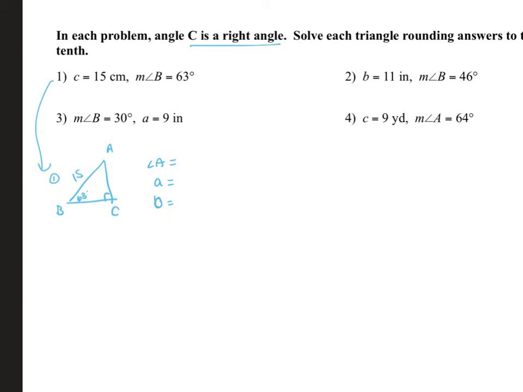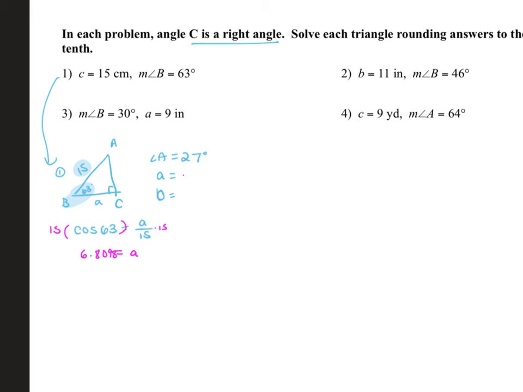Sorry, side B. I can find angle A by doing 90 minus 63, which is 27 degrees. And then I want to pair what I'm given with what I'm looking for. So if I'm looking for side A, let's say, angle B is adjacent to A and 15 is the hypotenuse. So adjacent and hypotenuse is cosine. Cosine of 63 would equal A over 15. And then I'd multiply by 15 on both sides. 15 cosine 63 gives me A is 6.8098. We're going to round to the nearest tenth here, so 6.8.